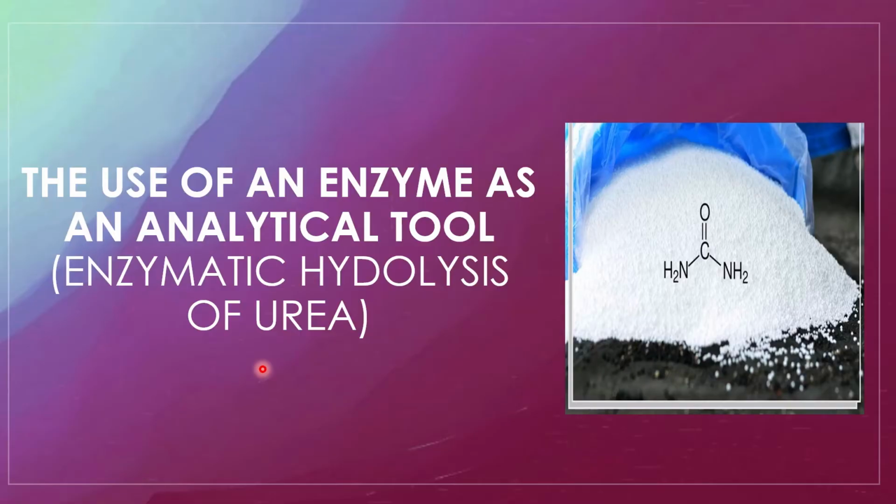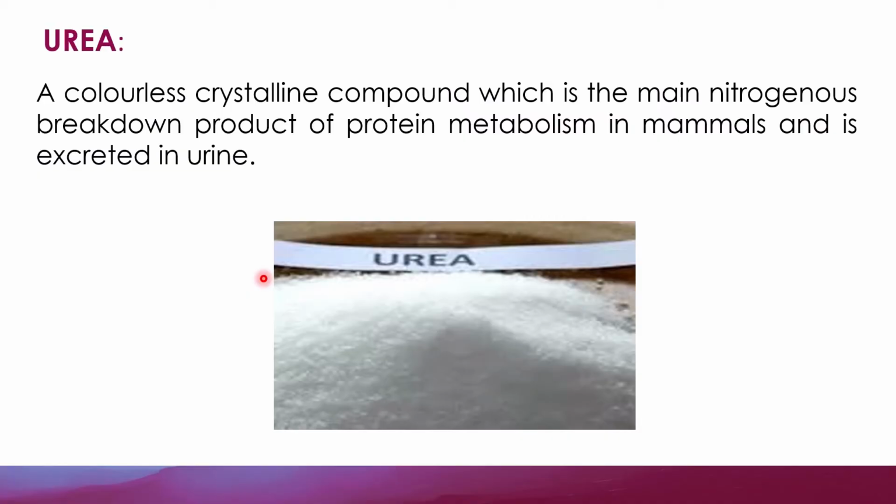In today's class, we are going to look at the use of an enzyme as an analytical tool in the hydrolysis of urea. We'll start by looking at what urea is. First of all, urea is a colorless crystalline compound which is the main nitrogenous breakdown product of protein metabolism in mammals and is excreted in urine. So this is the colorless crystalline compound of urea seen here.